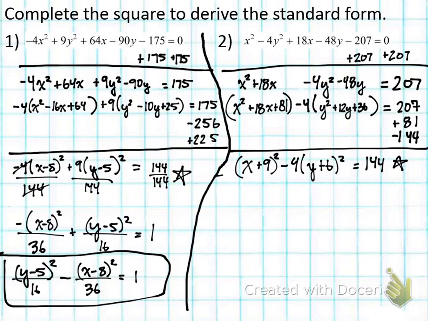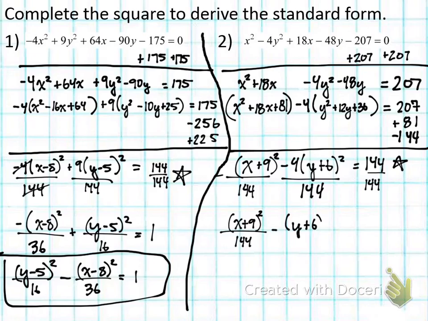So, since it's a hyperbola, we know this right side needs to be 144. How do I make this right side 144? Divide by 144. Good. Whatever I do to one side, I do the opposite. So let's keep going here. We're going to divide each term by 144. Can I simplify this first fraction at all? No. What about the second fraction? 36. Yeah, 4 goes into 4 once, and it goes into 144 36 times. So we're just going to rewrite this as x plus 9 squared all over 144 minus y plus 6 squared all over 36, which is all equal to 1.